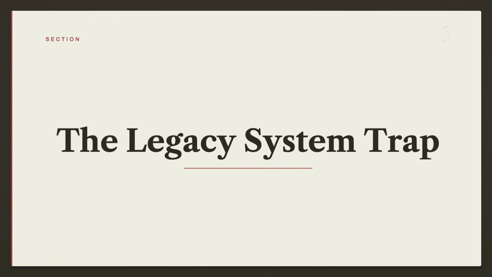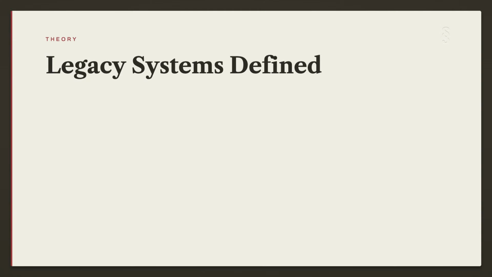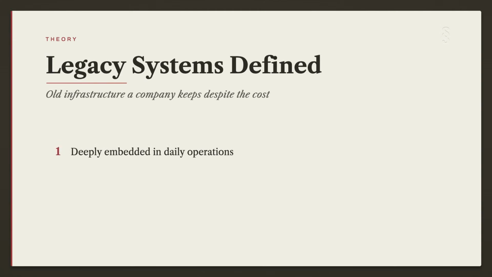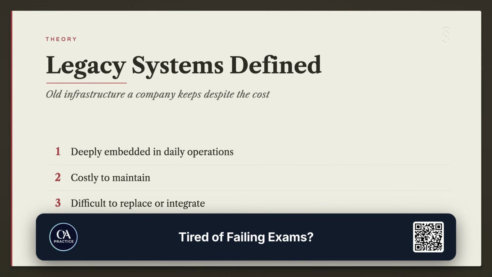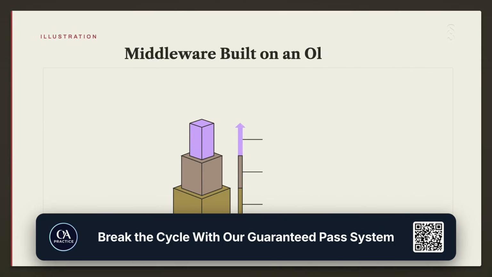Why can't a bank just replace its old technology? Because the very thing that makes it worth replacing is what makes replacing it so dangerous. Legacy systems are old hardware or software that a company keeps running because it's deeply embedded in daily operations, even though it's costly to maintain and hard to replace. The trap is hidden in that wording. The problem isn't that the technology is old, it's that it's load-bearing.